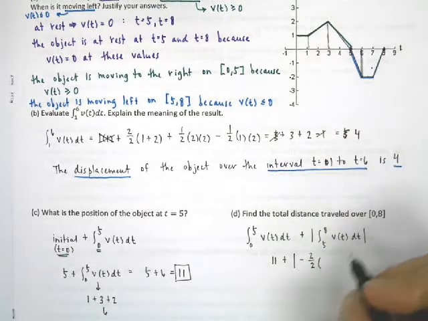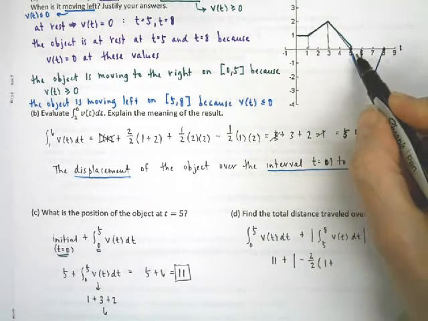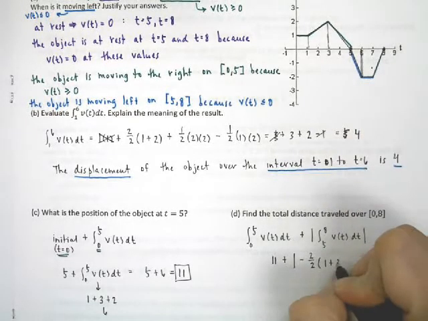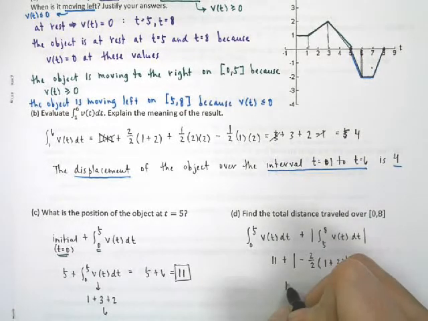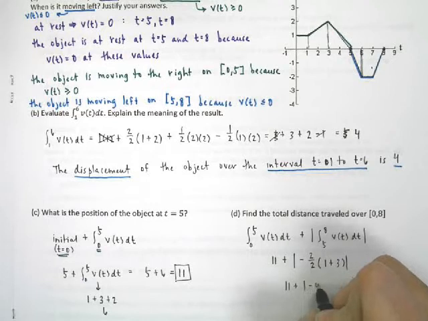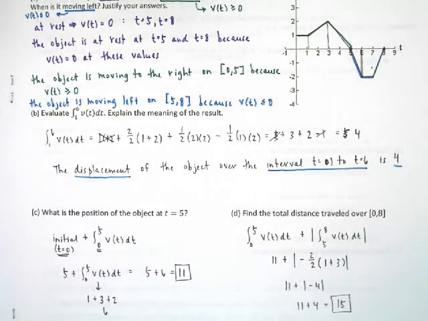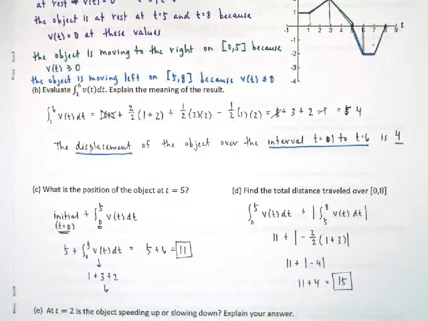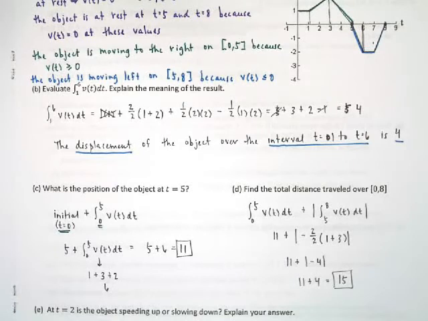My base 1 is 1. Base 2 is 3. So I have 11 plus the absolute value of -4. So 11 plus 4 is equal to 15. Okay, again, we wanted that absolute value, so we were adding up that total distance.